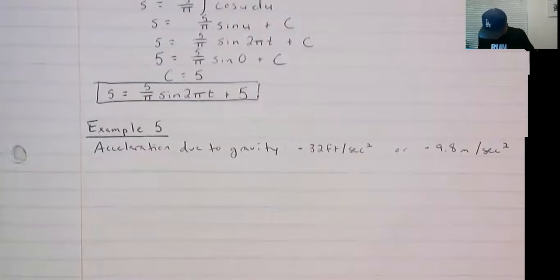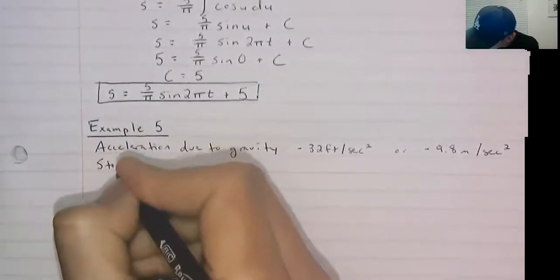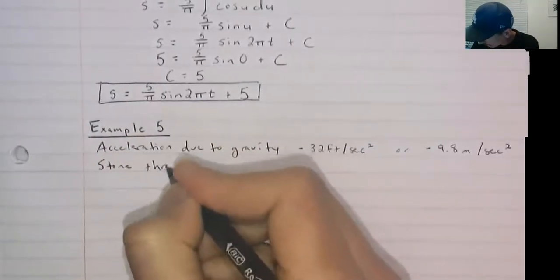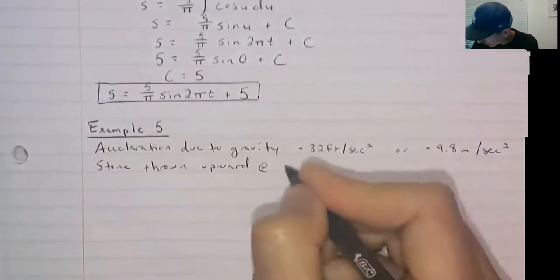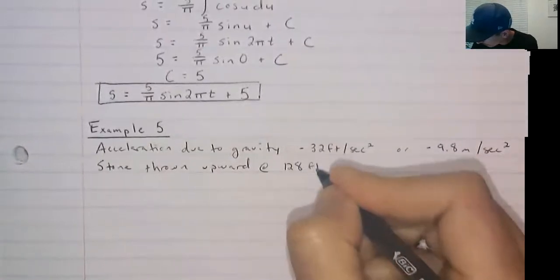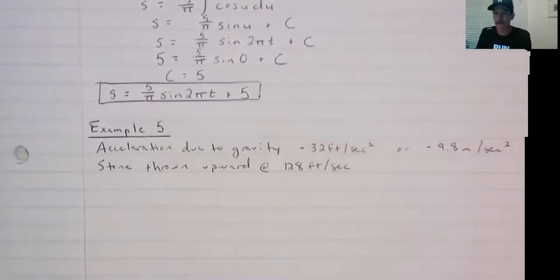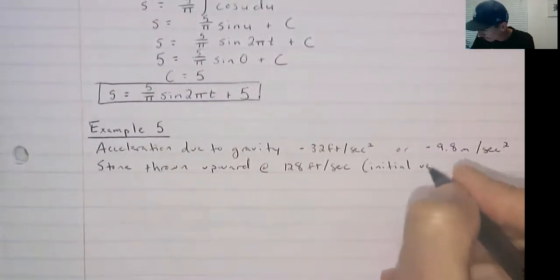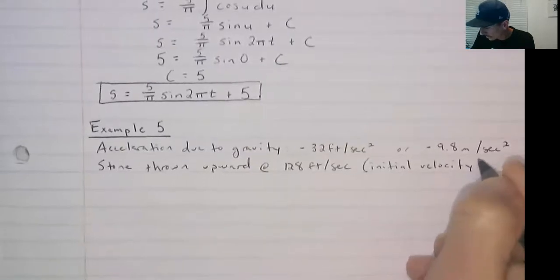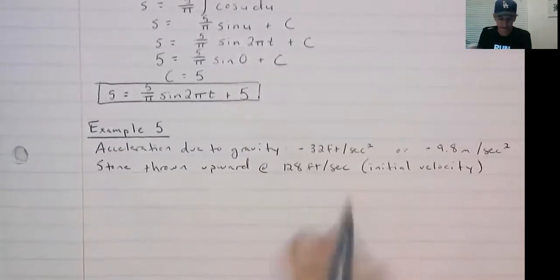So then for our particular example, we are told that you throw a stone vertically upwards at an initial velocity of 128 feet per second. Stone thrown upward at 128 feet per second. So the initial velocity is given to us. We already know the acceleration because it's constant.